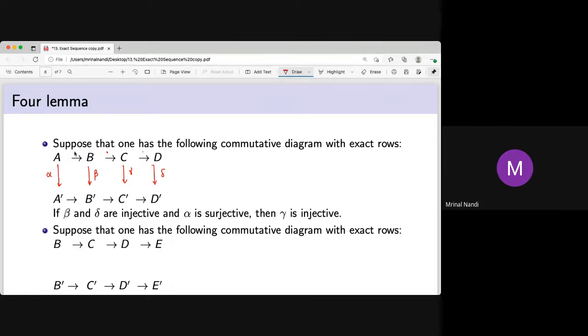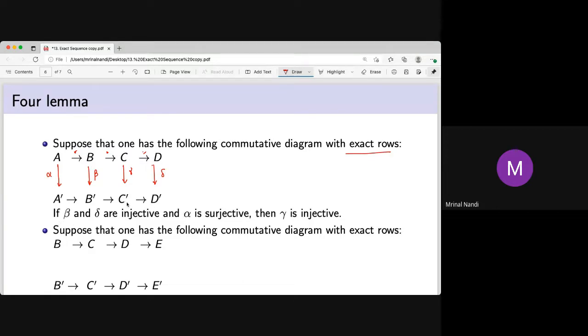And there are some other maps here: A to B, B to C, C to D, A dash to B dash, B dash to C dash, and C dash to D dash. That ABCD is an exact sequence, and A dash, B dash, C dash, D dash is also an exact sequence. So exact rows means that the two rows are exact sequences.